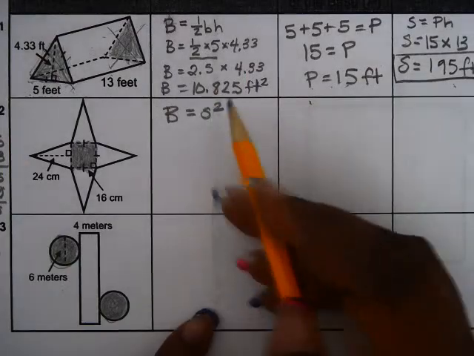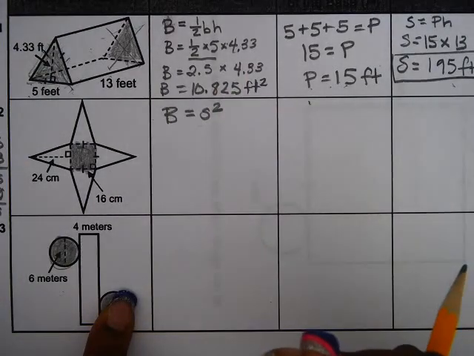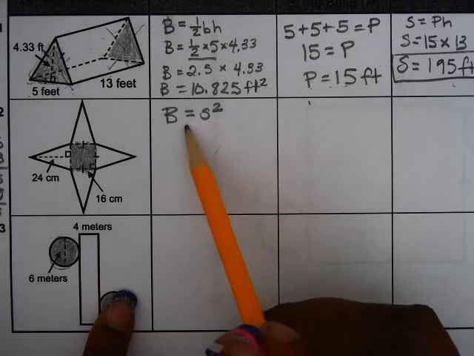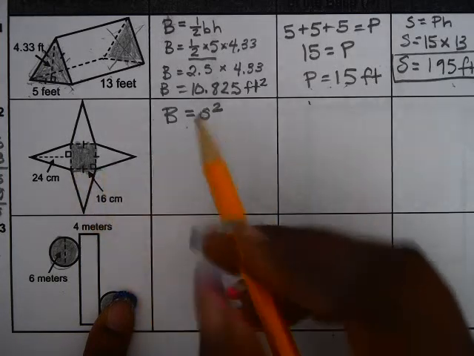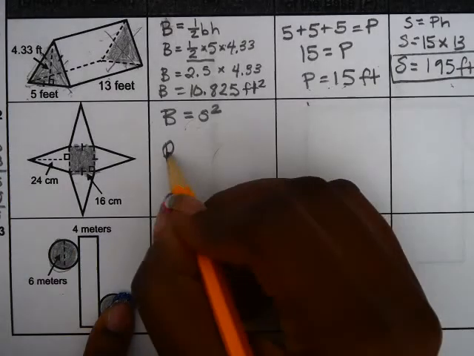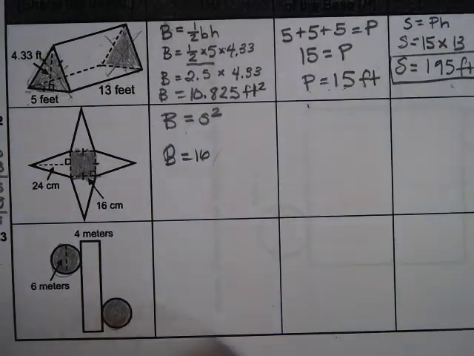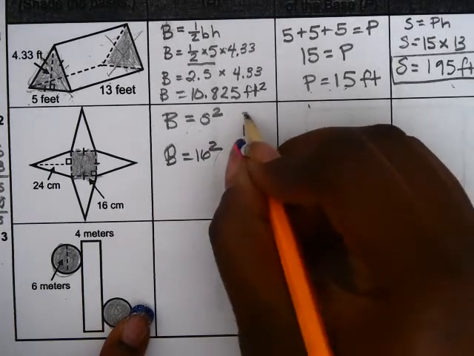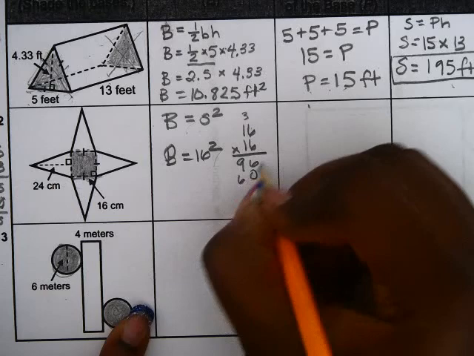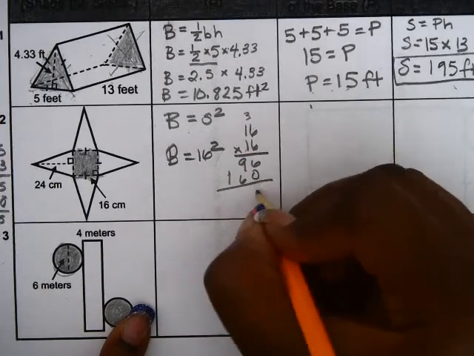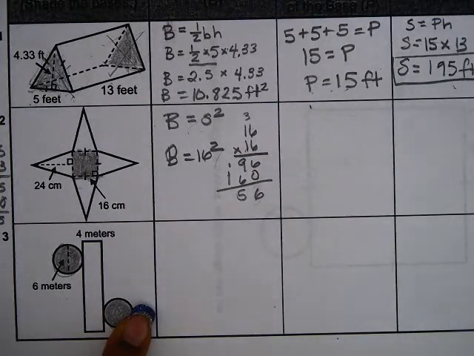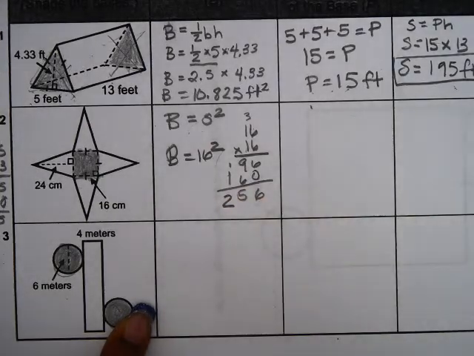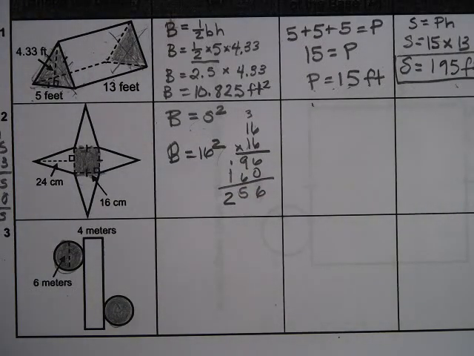Okay, so we find our area of the base. Our side is 16, so we'll have to square that. 16 squared means 16 times 16. So 256 is the area of the base.